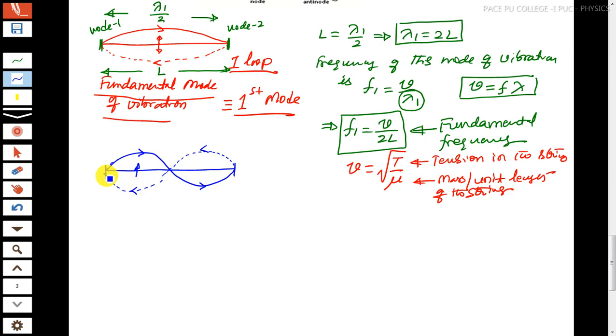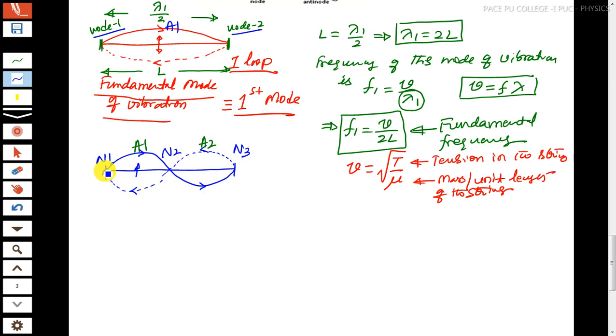How many nodes am I getting? I am getting node 1 here, node 2 here, and node 3 here. 3 nodes I am seeing. Okay. So in the earlier case, there were only 2 nodes, and in the middle there was only one antinode. But now I am finding 3 nodes, right? And how many antinodes? This is one antinode, and this is the second antinode. Okay, we will see 2 antinodes and 3 nodes.